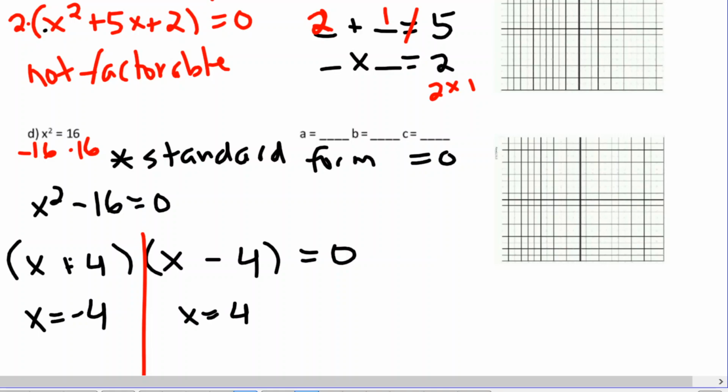So I would see this as a nice symmetrical graph. 1 point at negative 4, 1 point at positive 4. My y-intercept is negative 16, so it's going to go way down somewhere like this. All right, so making sure you recognize all those types of factoring.